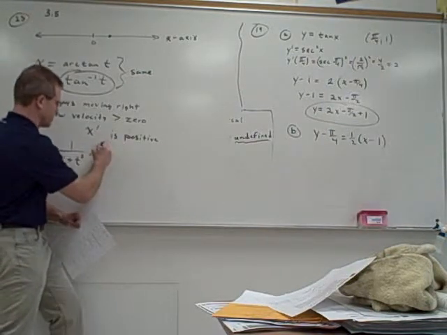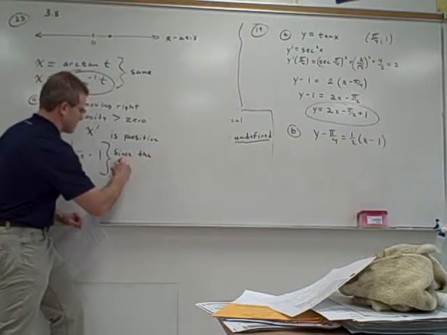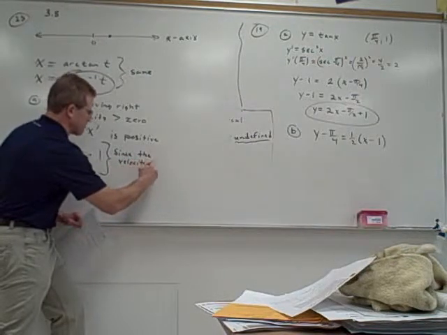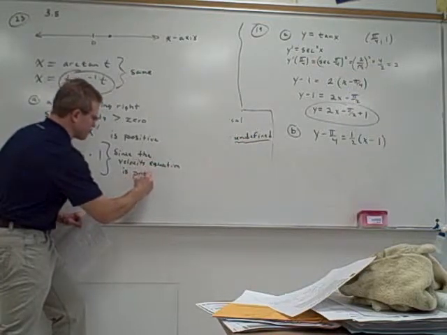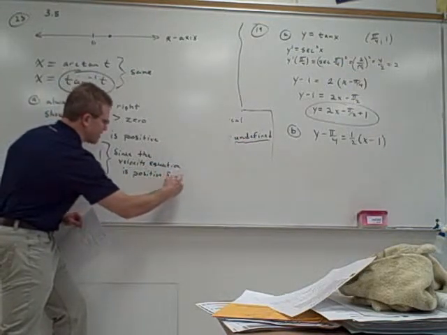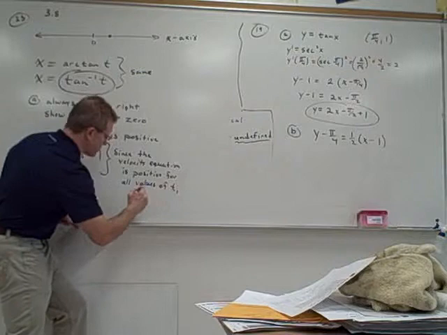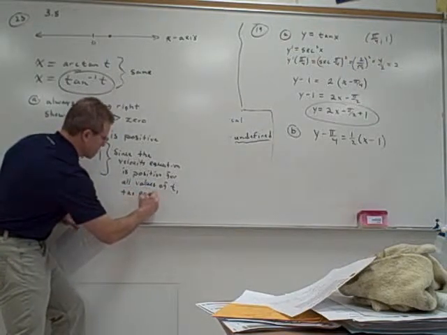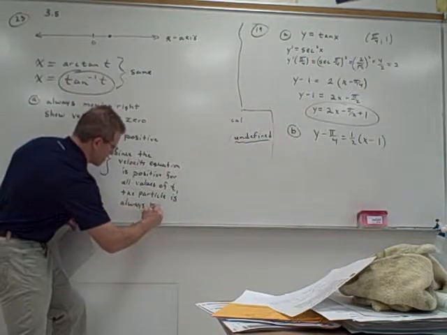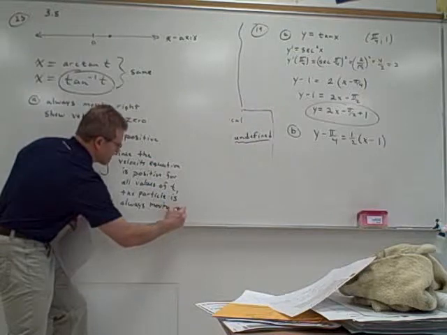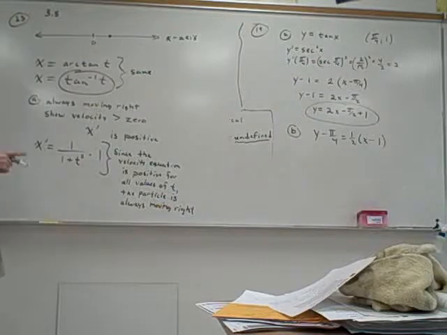X prime is positive, since the velocity equation is positive for all values of t, the particle always moves right. Remember that when you have a particle moving on a horizontal line, positive velocity means moving right, negative velocity means moving left.